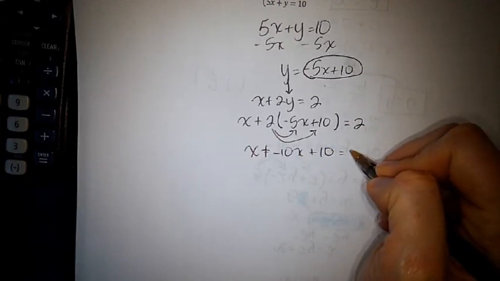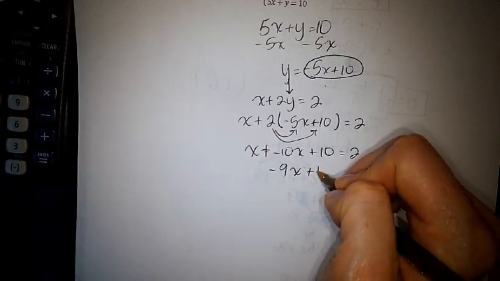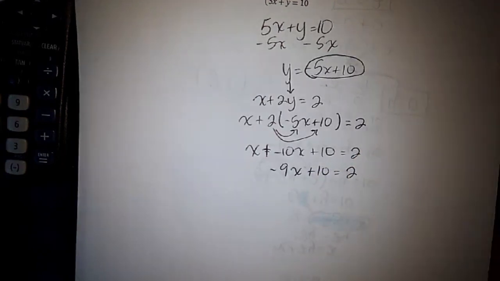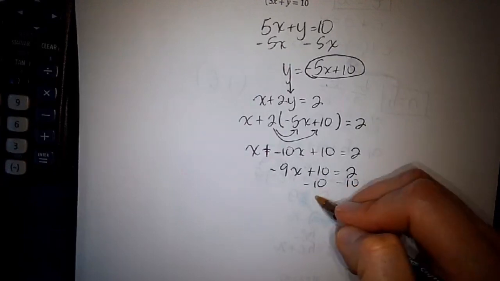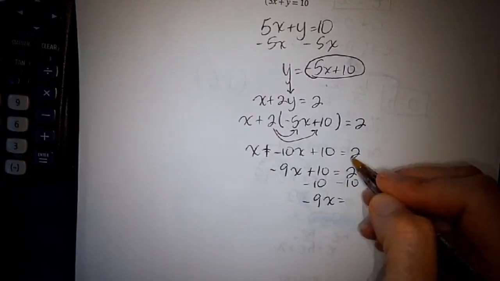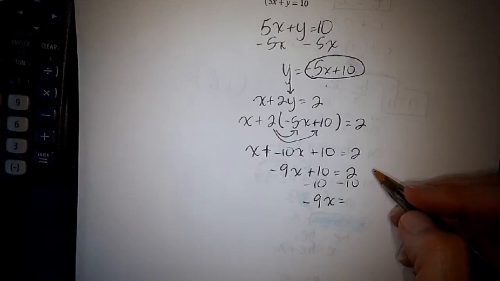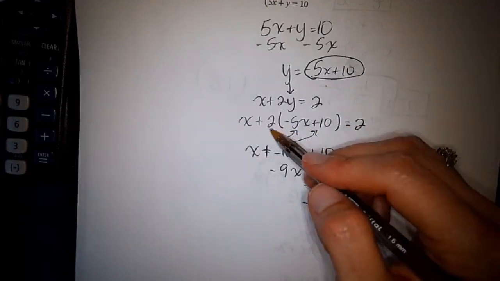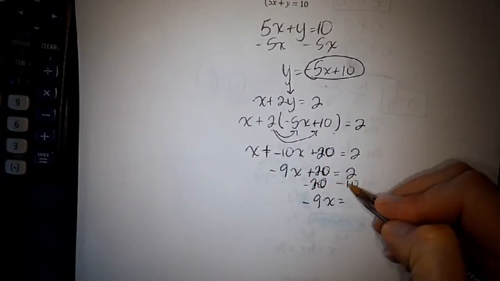Subtract 10 from both sides. Negative 9x equals 2 minus 10. I did math wrong. Where? I didn't multiply 10. Thank you. 20. Negative 18. Divide by negative 9. X equals 2.